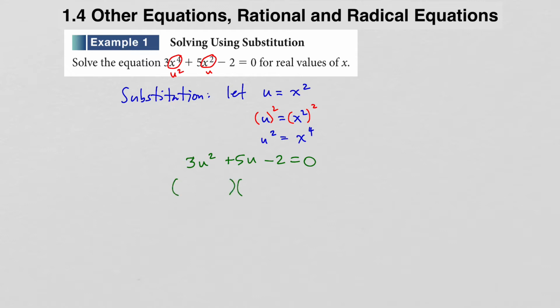Now we can solve this equation by either factoring or the quadratic formula. I will choose factoring here because the factoring is relatively simple. So if you want to pause and verify this factorization, then we set each factor equal to 0. And if I solve for u here, I get u equals positive 1/3. And here we get u equals negative 2.